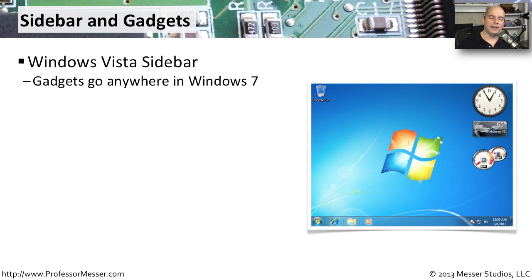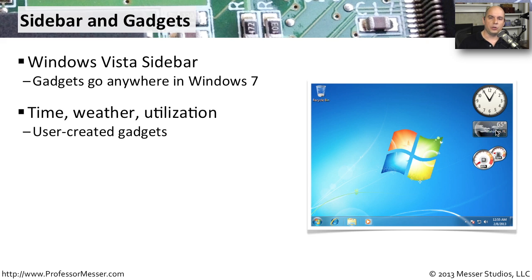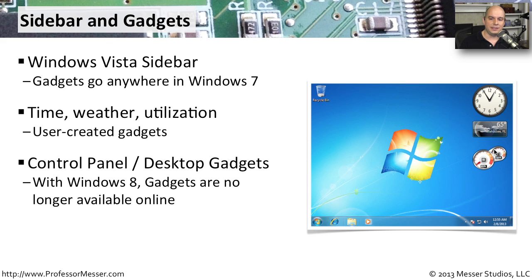Windows Vista introduced a lot of new graphical capabilities, and one of these is called the sidebar. You are able to take these things called gadgets that might be a clock or information about the weather, and you can apply those to the side of your screen. In Windows 7, the sidebar went away. You could put those gadgets wherever you would like on your screen. And usually these were user-created gadgets. There were a number of stock gadgets that you could get that would show things like the time or the utilization of your network or your CPU, and you would be able to then apply those onto your desktop. You would find those under the control panel in an option called Desktop Gadgets.